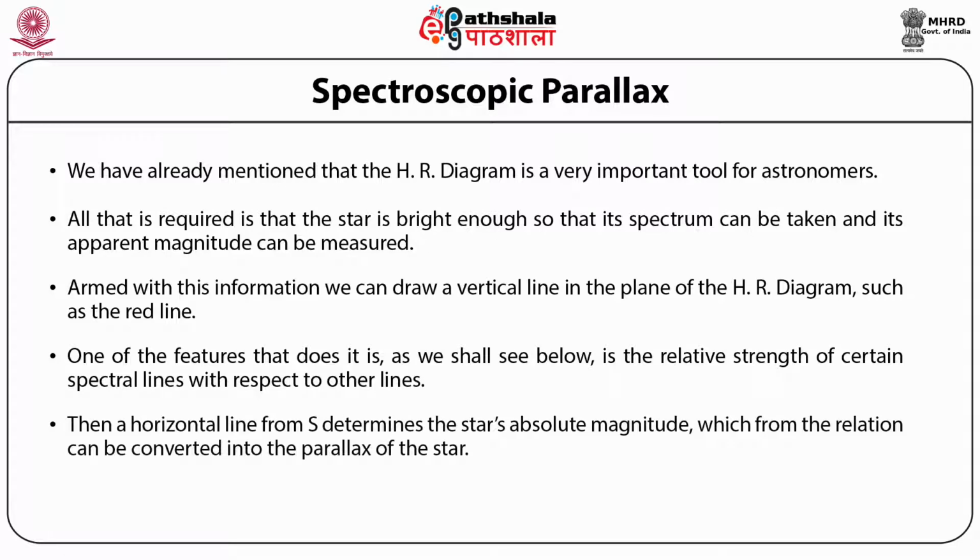Then a horizontal line from S determines the star's absolute magnitude, which from the relation can be converted into the parallax of the star. Parallax determined this way is called the spectroscopic parallax.